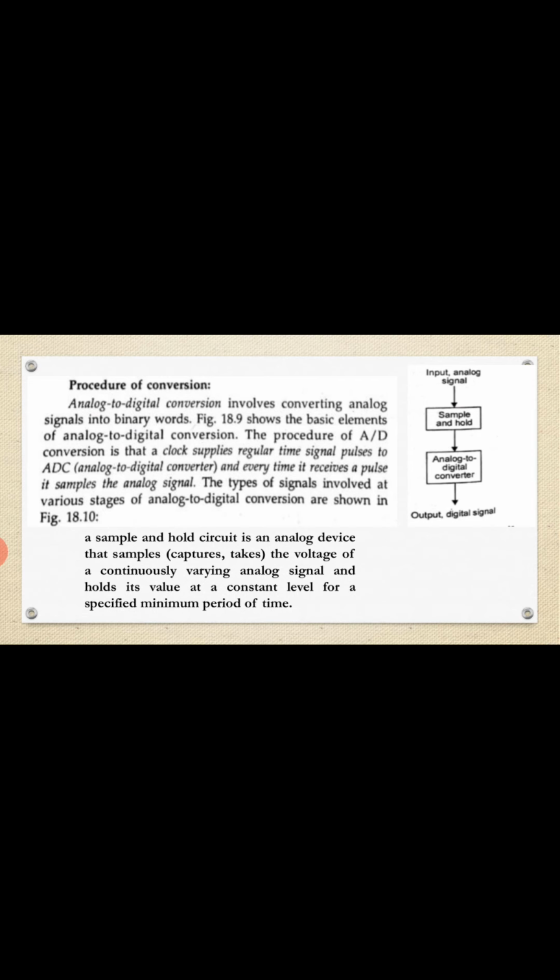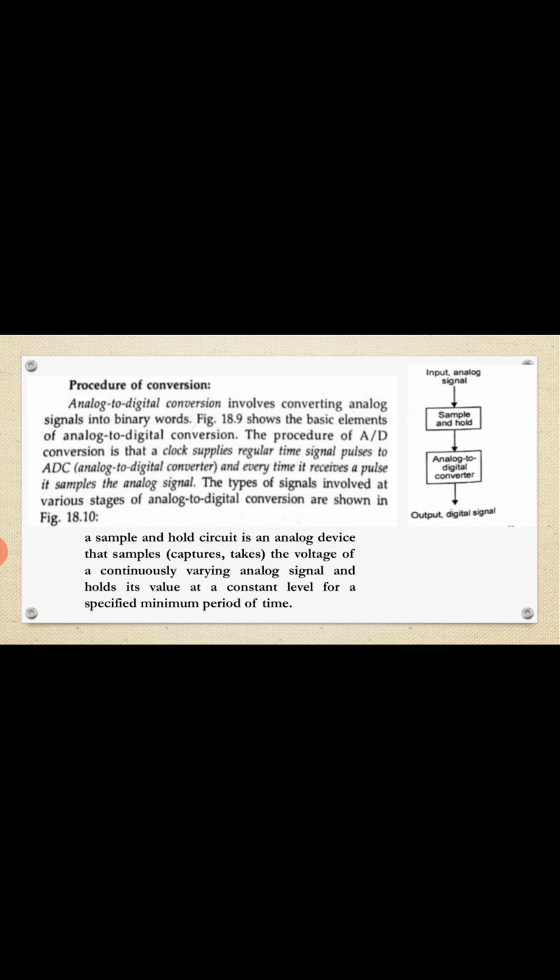What is a sample and hold circuit? I put one sentence here. The sample and hold circuit is an analog device that samples or captures the voltage of a continuously varying analog signal and holds its value at a constant level for a specified minimum period of time.